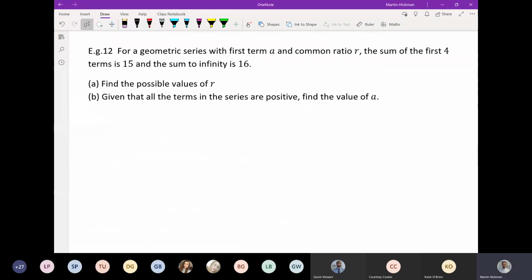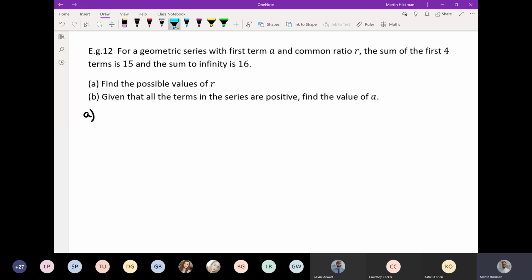So our next example, for a geometric series with first term a and common ratio r, the sum of the first 4 terms is 15 and the sum to infinity is 16. Part A wants us to find the possible values of r. What I'm going to do is write down any formulae that I can extract from that question. What you should always be trying to do in a lot of exam questions is write down any formulae that you can from the information you're given.